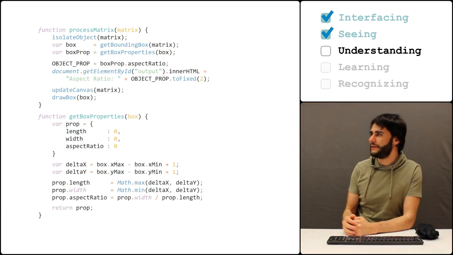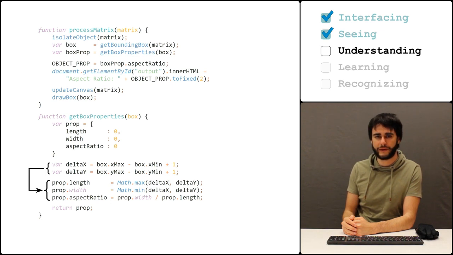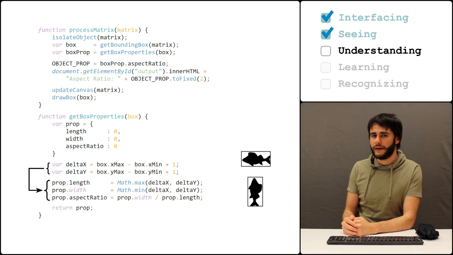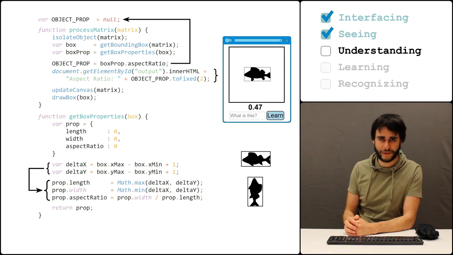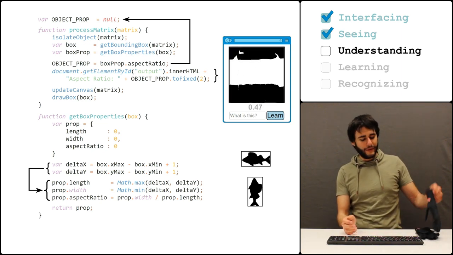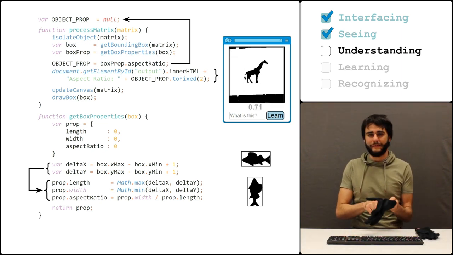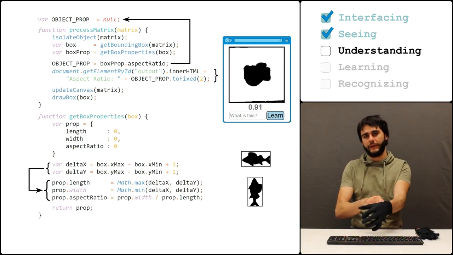Okay, so I use these differences and calculate the width and length so that the width is always smaller than the length. In this way, the aspect ratio stays the same even if the object's flipped. I store this value in a global variable here because I want to use it later in another function. And I also print it in the output we defined way back in the beginning of the lecture. Now our app can finally tell us something. It understands a property of the object.